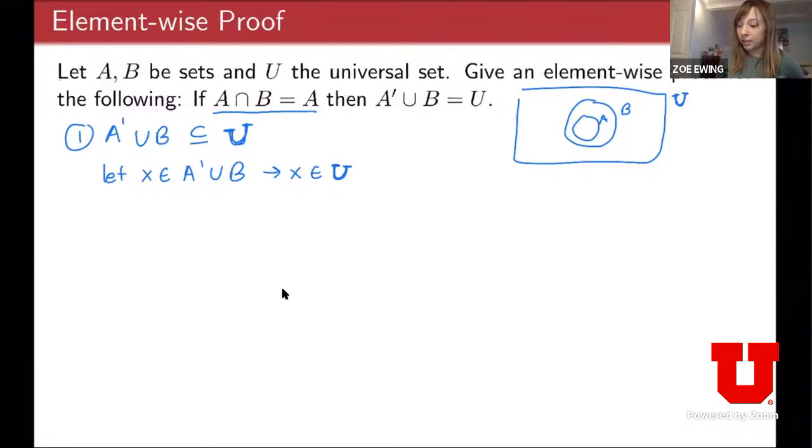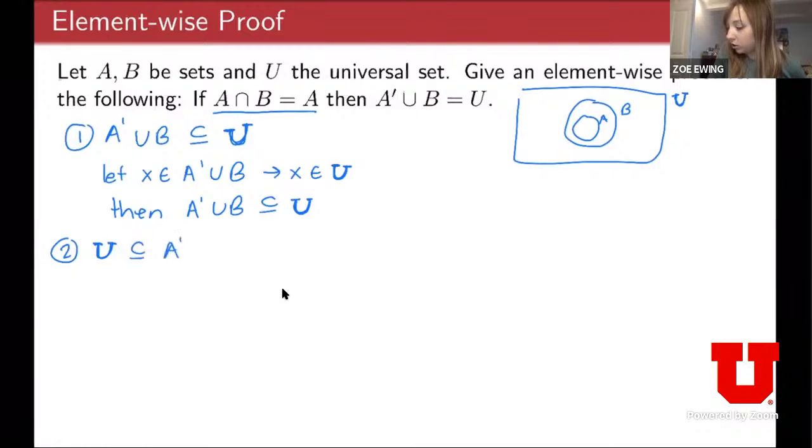All right, and since this implication is true, then A complement union with B is a subset of the universal set. All right, so then let's move on to our second case, which is that we want to show that the universal set is a subset of A complement union with B. So once again, we're going to let X be in the first set, which is the universal set.